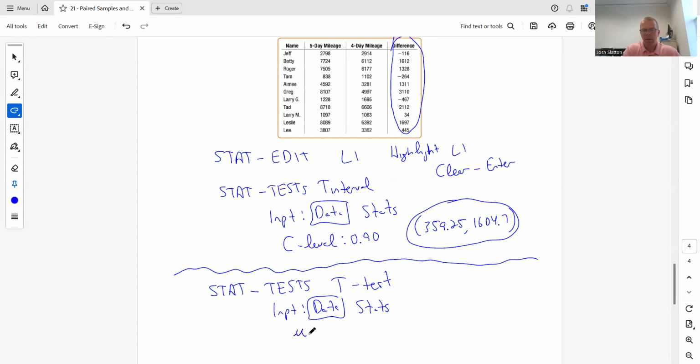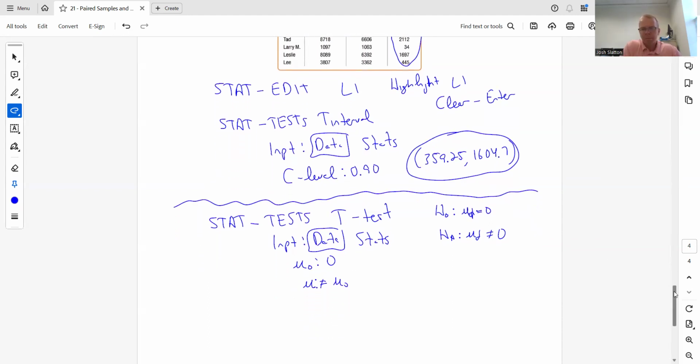And our null hypothesis is 0. I guess we don't really need the alternative for the calculator, but the alternative hypothesis is not equal to 0. And so since it's not equal to 0, to get down to the mu, we're going to select not equal to mu 0. And then you can select calculate or draw. Either one's fine. If you want to see the picture, you can draw it. If not, you can calculate.